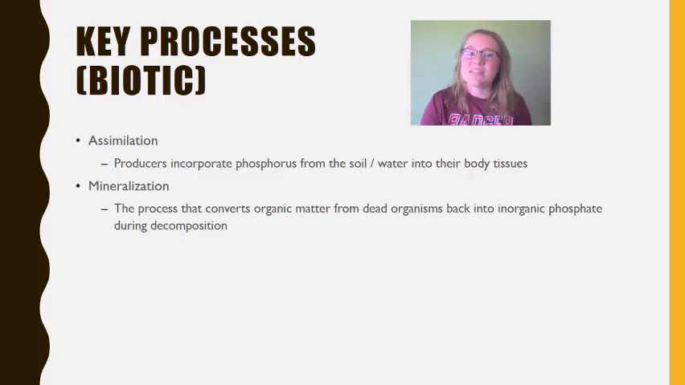There are several key processes to the phosphorus cycle. The biotic processes include assimilation and mineralization. Assimilation happens when producers, which are plants, incorporate phosphorus from the soil into their tissues. Assimilation also takes place when animals come in and eat those plants and assimilate or incorporate the phosphorus from their food into their own body tissues. Mineralization is kind of the opposite of that. It is when an organism dies. As that organism decomposes, that phosphorus is then converted back into the inorganic phosphate in the soils.